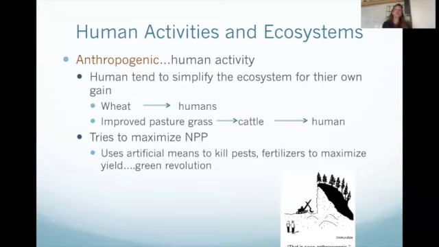Human activities do impact our ecosystem when we talk about our cycles. Anytime you see the word anthropogenic, that's human activity. So anthropogenic whatever means that humans have impacted it. Humans tend to simplify the ecosystem for their own gain. We eat wheat directly. We, again, improve what we're feeding our cows so that we can get the most meat off of them. We try to maximize our net primary productivity by using artificial means to kill pests, and fertilizers to maximize the yield. We talked in the last unit about the green revolution.